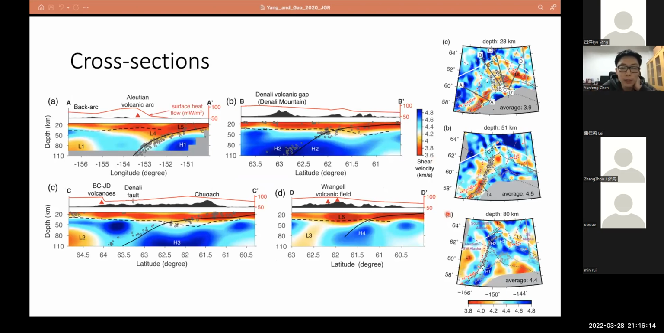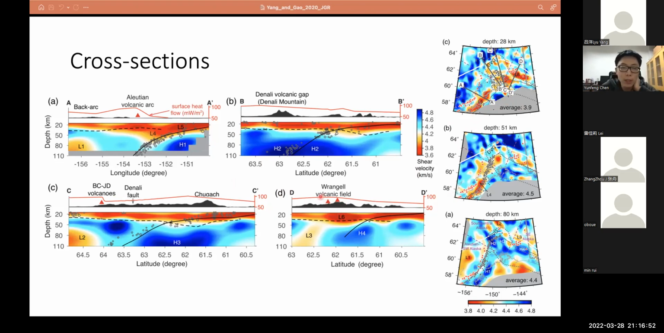So this is a cross-sectional view of their velocity model. Essentially, they just cut across the velocity model along these 4 profiles. AA prime is going across the Aleutian Alaska subduction volcanic arc. BB prime is going through the gap area. CC prime is going through the WCJD volcanoes. And the last one is cutting across the Wrangell volcanic field.